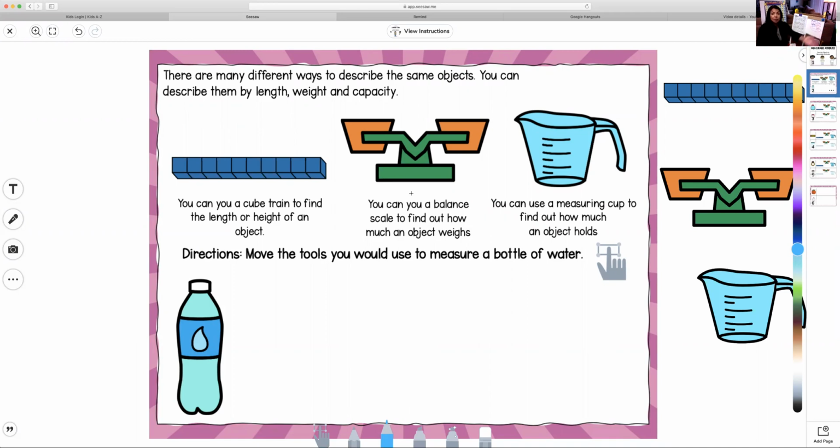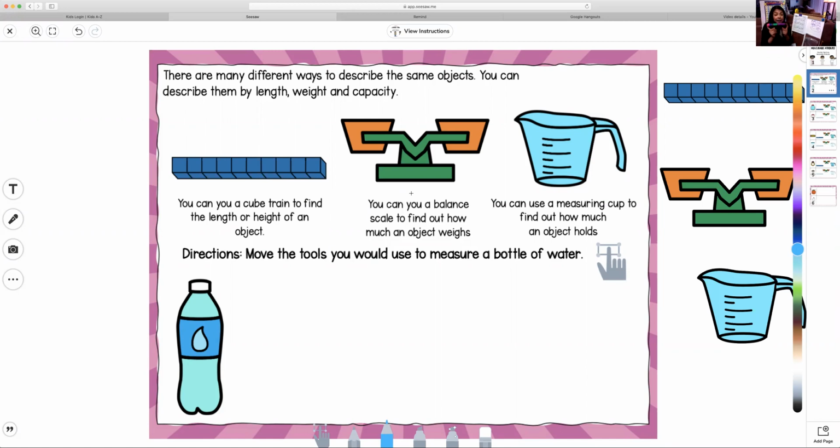So length, weight, and capacity. Okay, so here we have a train of cubes. I had to skip 5:9 because 5:9 was about how to measure with cubes. Unfortunately, because we're not in the classroom, I cannot do 5:9 because I don't have cubes at home. Do we have cubes at home, boys and girls? Some of us, yes, some of us might not.